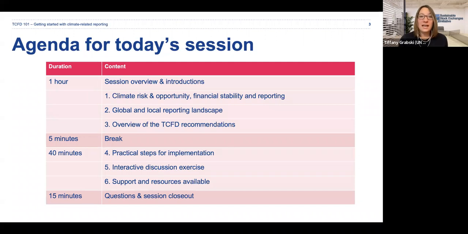What we're looking to cover today, as a reminder: the 101 session is really introducing the TCFD. In this first hour, we're going to talk about climate risks and opportunities, what those are and how they can impact financial stability and reporting. We're also going to look at how that leads into our reporting and disclosure by looking at the global and local reporting landscape. And finally, we'll provide an overview of what these recommended disclosures are, where the TCFD comes from, and how you can make use of it. That's really setting the stage and introducing the topic.